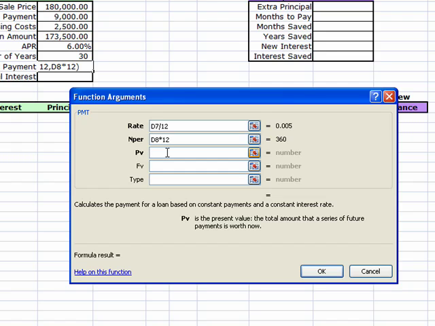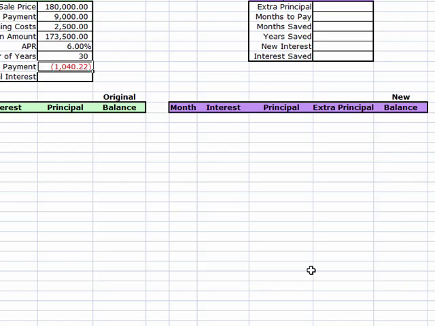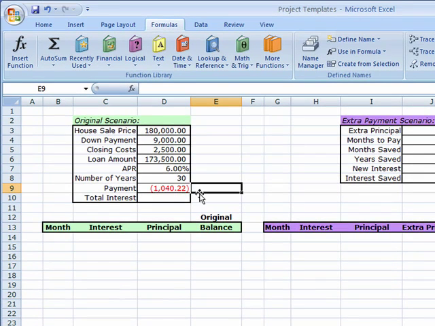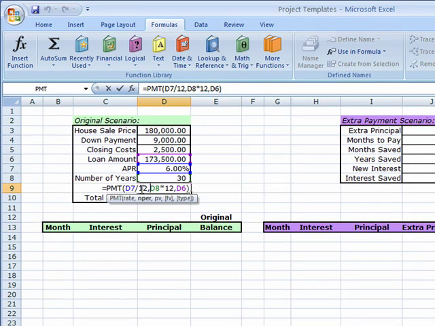Now PV is the present value, and so that is the original loan amount there of $173,500. FV and type we don't need to worry about at the moment. We'll be introduced to them later on. Okay, as you can see it's a negative figure, and to rectify this, put a minus symbol in front of the PMT so that this doesn't adversely affect the rest of the mint green spreadsheet that we'll be filling in.